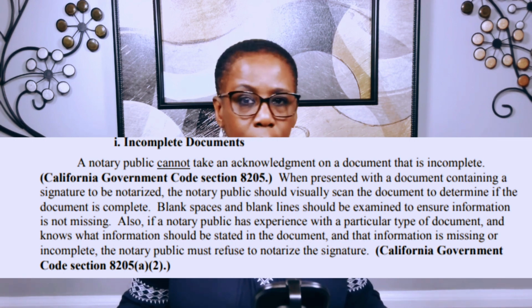Someone calls you, you go meet them, you get the paperwork, you scan through the papers really quick, make sure there's a line here or a little space there that looks like it should be an initial, that they put an initial in that space. You want to make sure that everything is complete. If it's not, then what? You can't notarize the signature. You can't do anything with it because it's not complete.